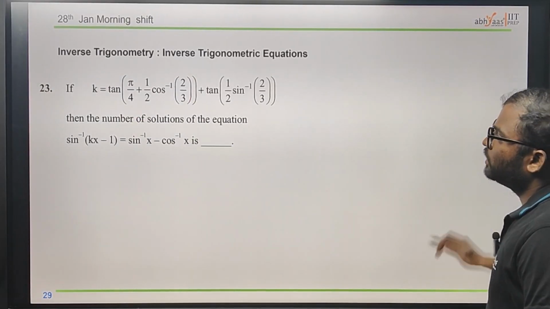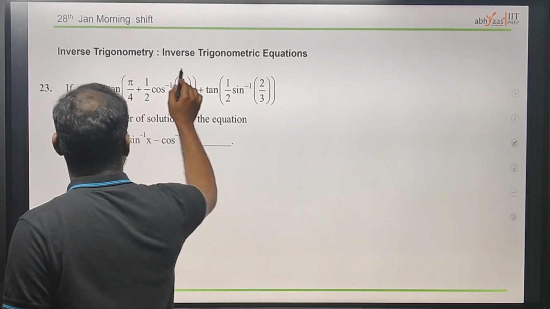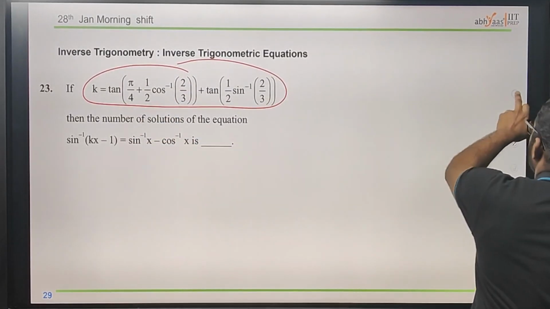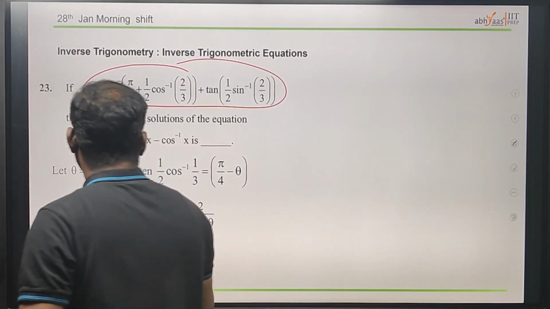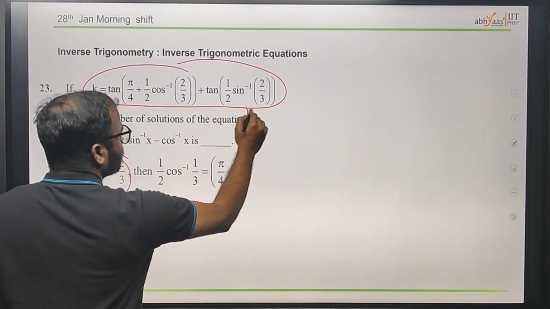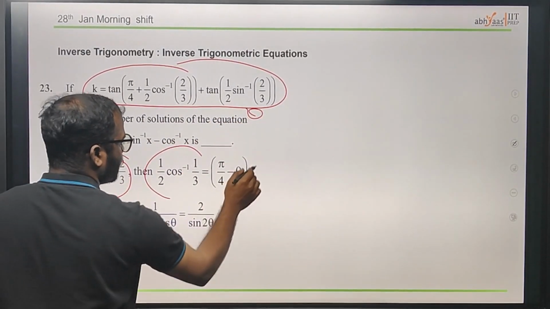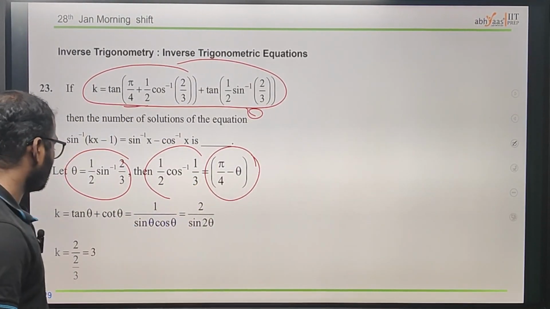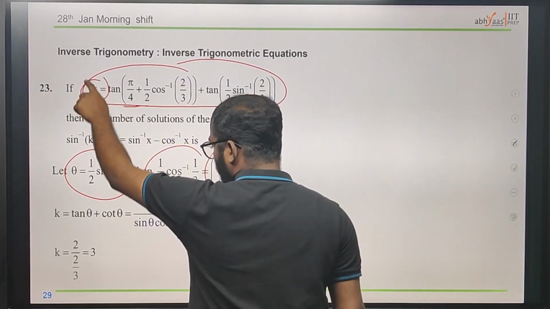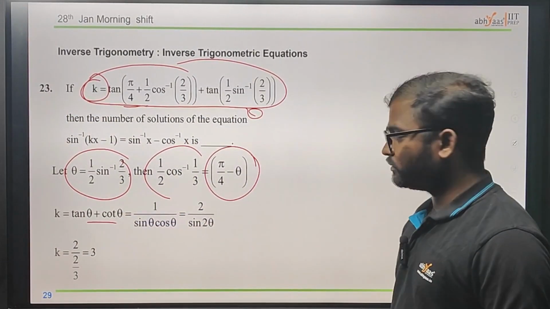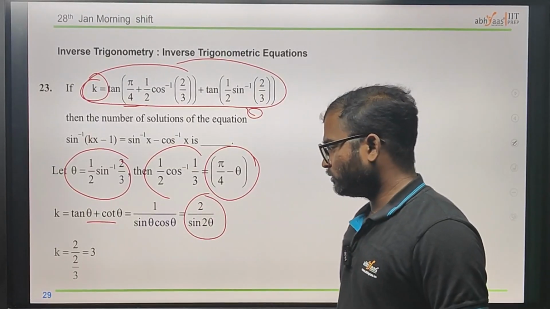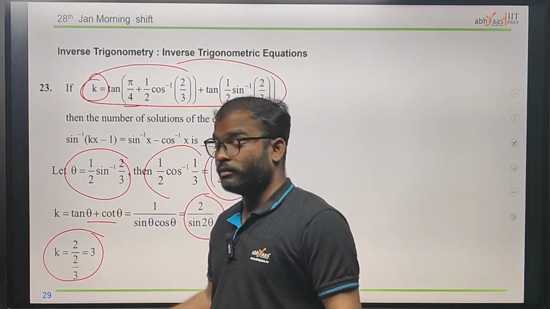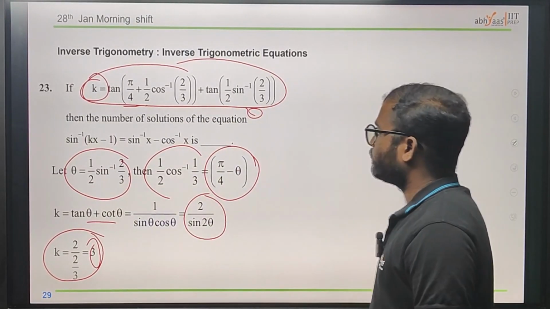Now next question on the basis of inverse trigonometry. They've given this function, which we can convert by letting theta equal to this one. Then this becomes pi by 4 minus theta. Let k be tan theta plus cot theta, which can be written as 2 by sin 2 theta. Therefore k will be 2 divided by 2 by 3, which is nothing but 3, our answer. So k will be 3.